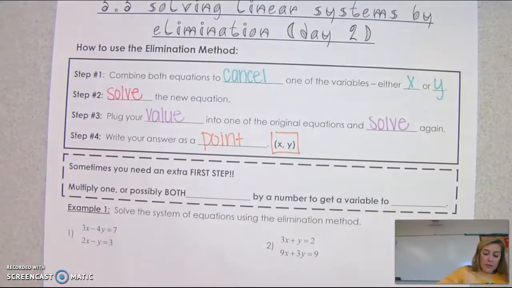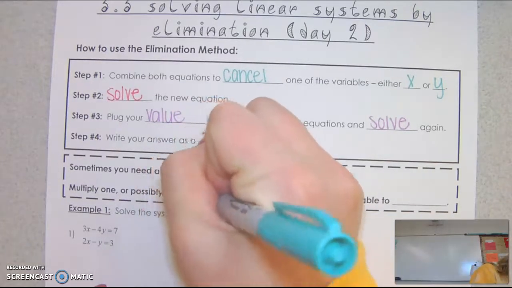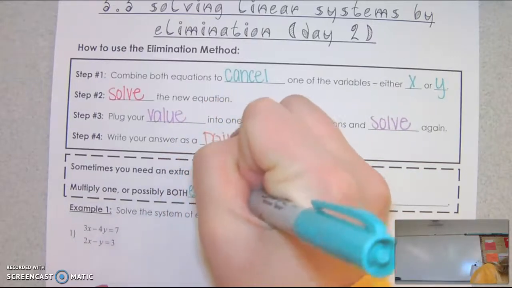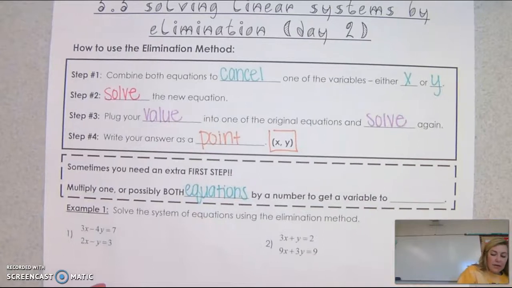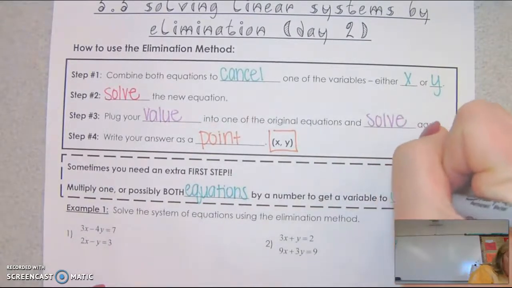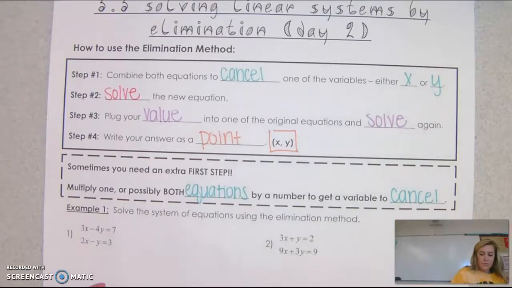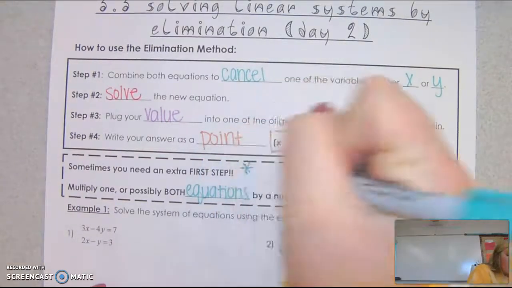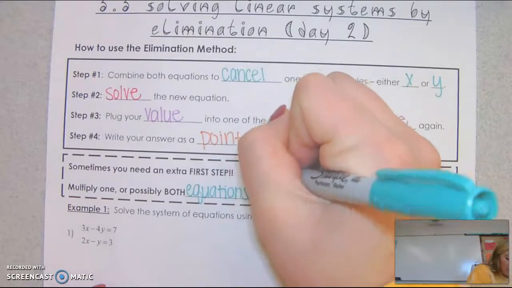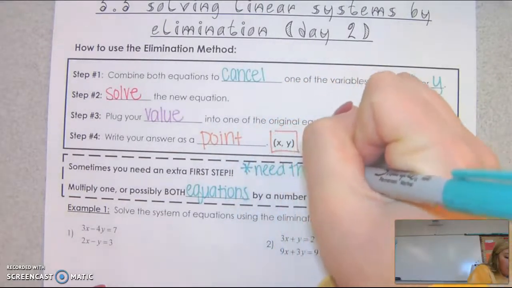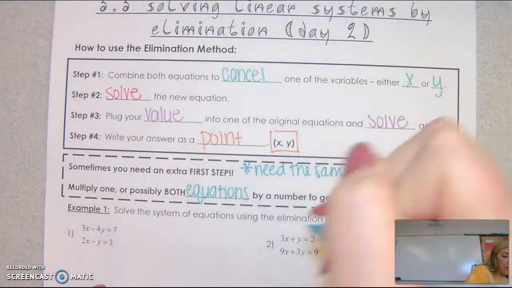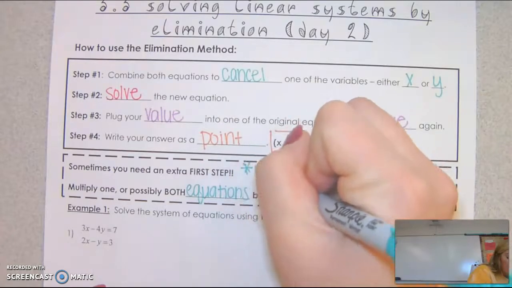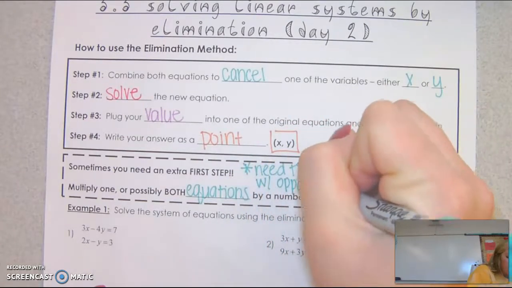So sometimes you're going to need an extra first step. So when we need to, we're going to multiply one or possibly both equations by a number and get a variable to cancel. So when we do that, here's a little note. We need the same number, but they have to have opposite signs in order for them to cancel.